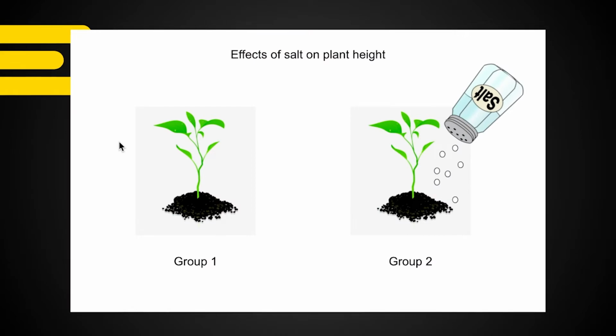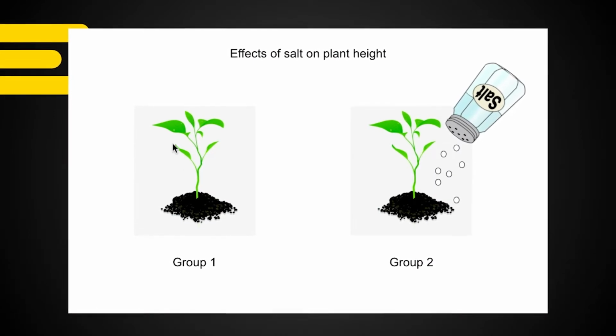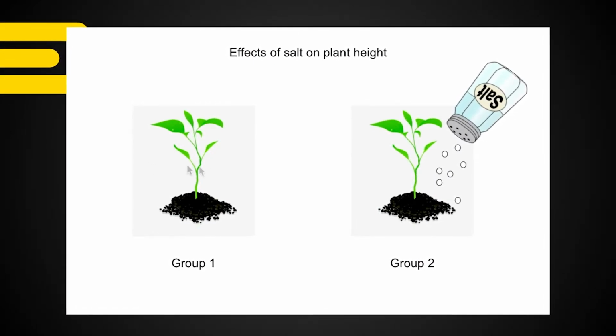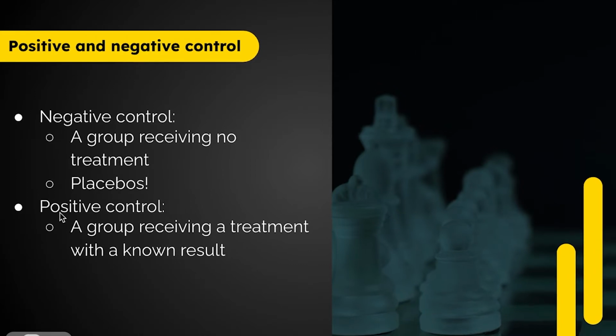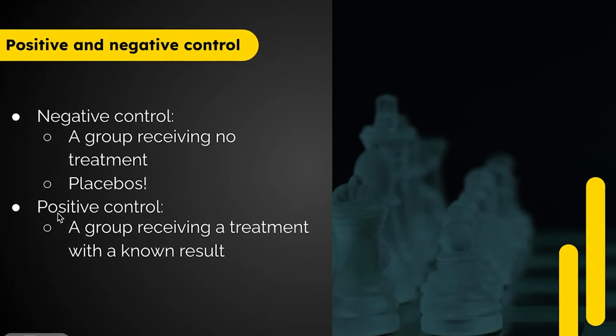Basically, we want to keep everything the same except for the independent variable. Like for example, this is going to be a negative control. So we keep everything the same. We keep the soil, the type of plant, the amount of sunlight, everything's going to be the same except for the independent variable. A positive control is a group receiving a treatment with a known result. So this is basically, we're giving them something that we can compare it to.